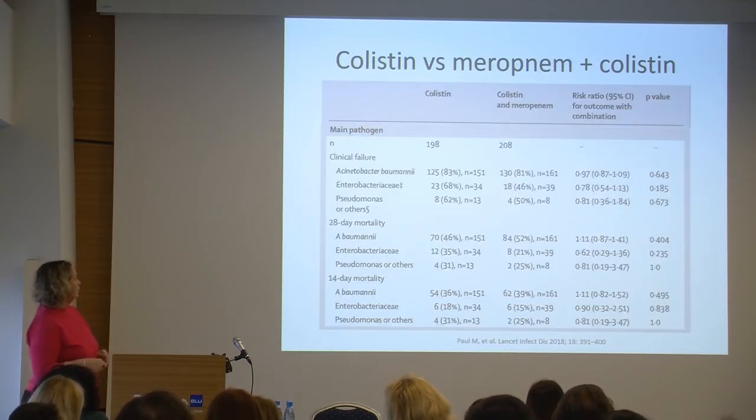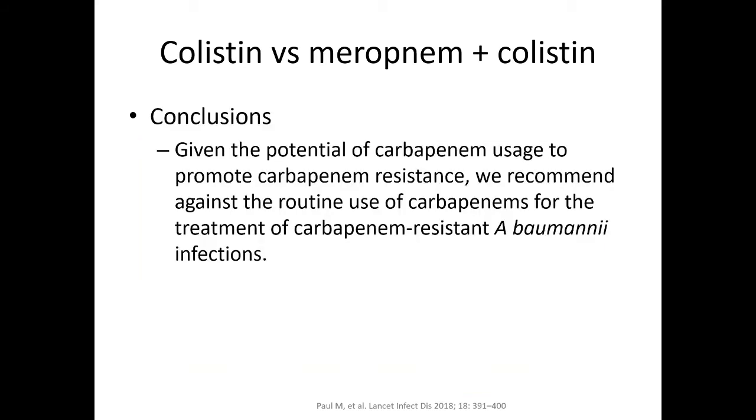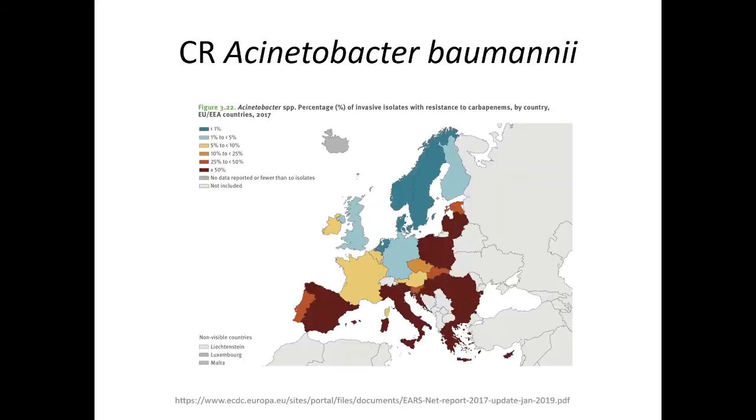If we go to the different analyses, as I said, Acinetobacter was predominant. Enterobacteriaceae were less common, but still there is not really a difference. In Pseudomonas, the number is too small to speak about efficacy. The same is also true for the 28-day and 14-day mortality. So they concluded that, given the potential of carbapenems to promote carbapenem resistance, they recommend against the routine use of carbapenems for the treatment of carbapenem-resistant Acinetobacter baumannii infections.